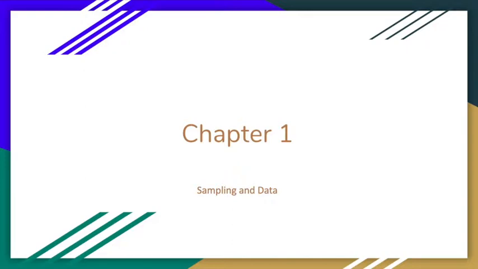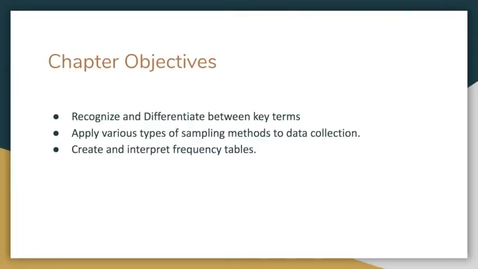We're going to begin in chapter 1, discussing some basic terms about sampling and data in general. So in this chapter we have a few objectives that we want to meet. Basically we're just going to try to start with some key terms, some definitions, and then we're going to talk about various sampling methods, ways to collect our data, and then we're going to talk about frequency tables, which are one of the more interesting and useful ways to begin organizing data.